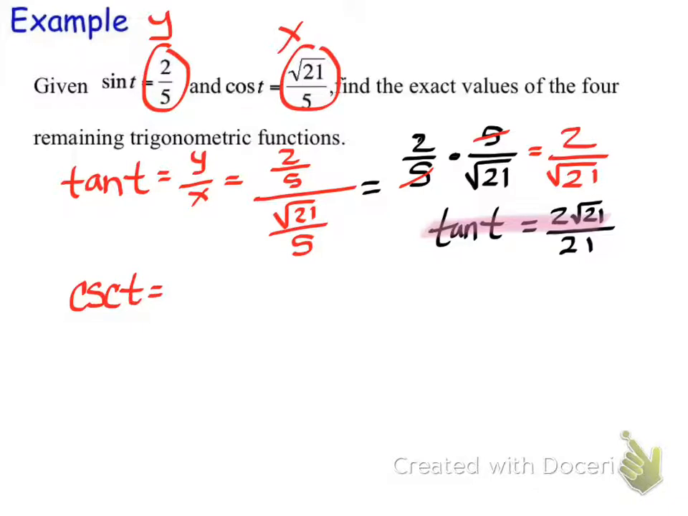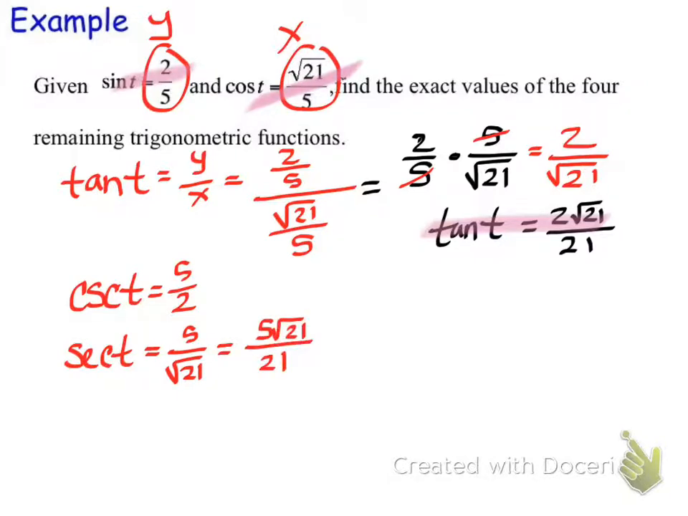So for the next ratios, we'll continue to use our definitions. The cosecant of t will be the reciprocal of sine. So we're simply going to take 2/5 and take the reciprocal of that, and we get 5/2. Secant of t will do something similar, but of course we'll use cosine. The reciprocal of cosine in this case is 5 over square root of 21. Making that proper, we get 5 square root of 21 over 21.